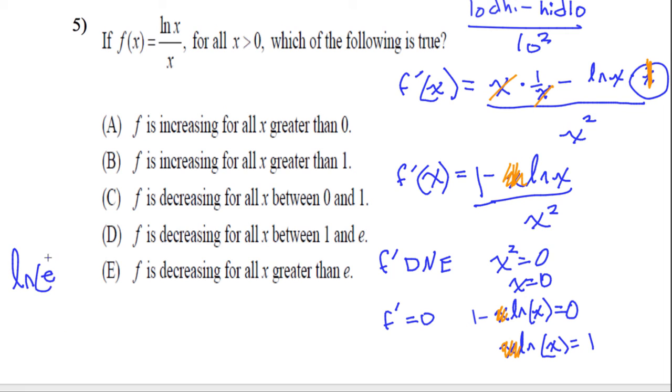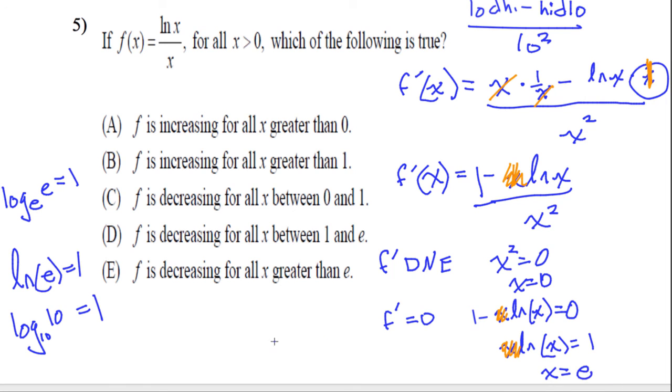Natural log of e is equal to 1. Just like log of 10 is equal to 1, because that's log base 10. Natural log is really log base e, because log base e of e equals 1, since e to the power of 1 is e. Anyway, so x is equal to e.